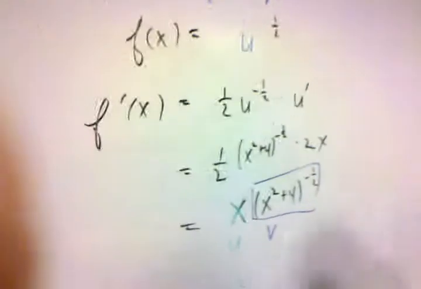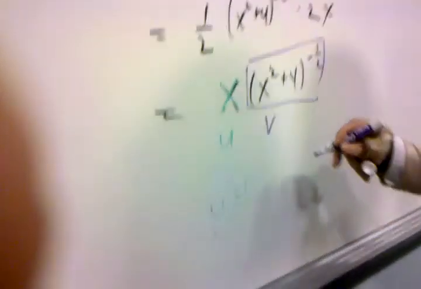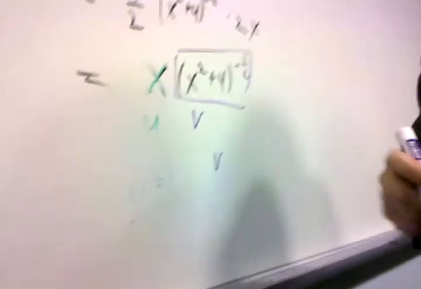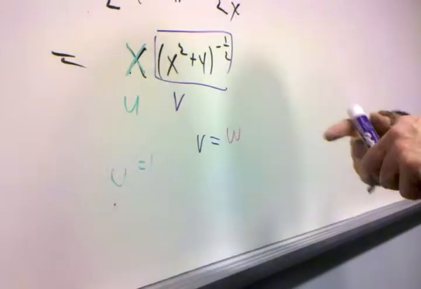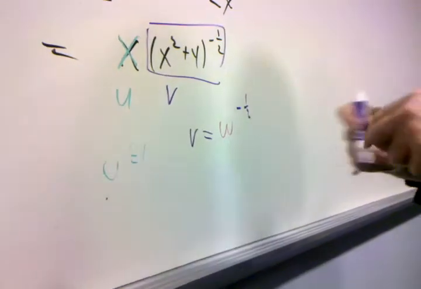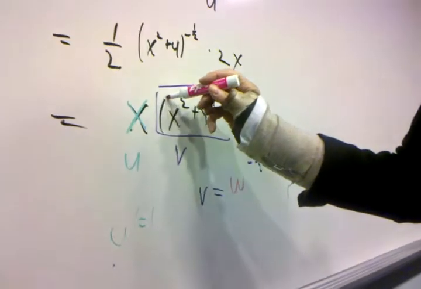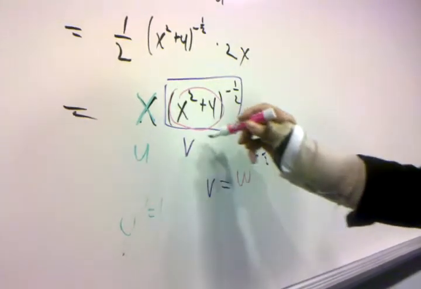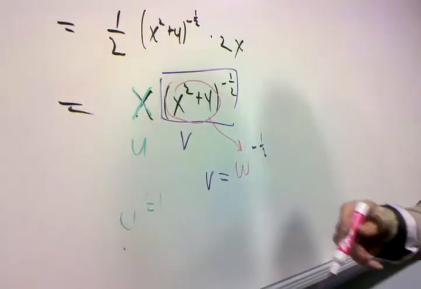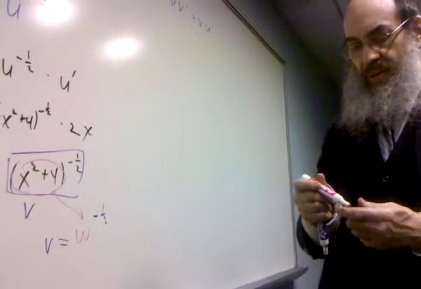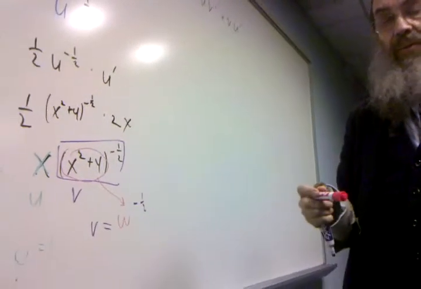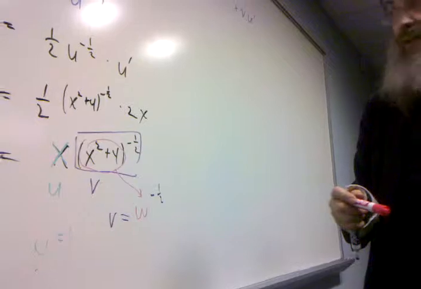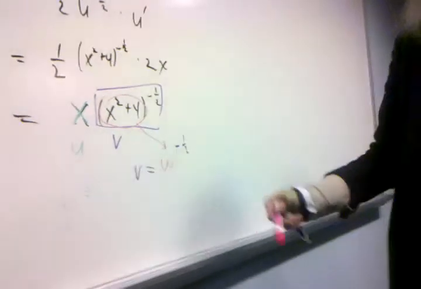I'm going to say V, I need my purple, V equals w to the minus 1/2, where w is this thing in parentheses. This right here is w. Why do I do that? The chain rule says that you can make an expression which is complicated into a variable and something else. So if I make the parentheses into the variable, that's a good choice. So v is w to the negative 1/2.